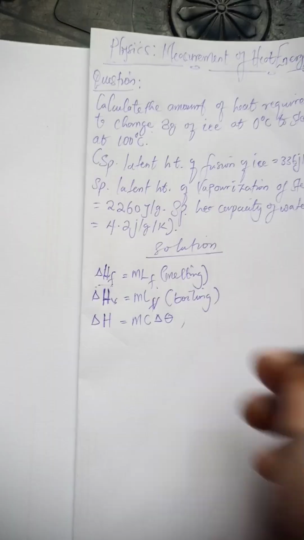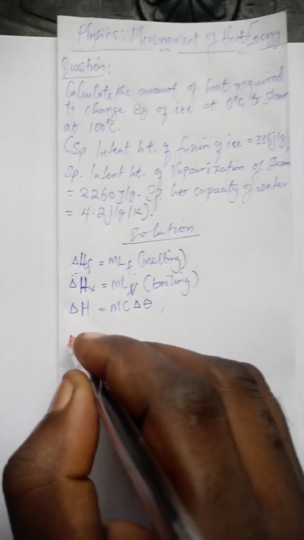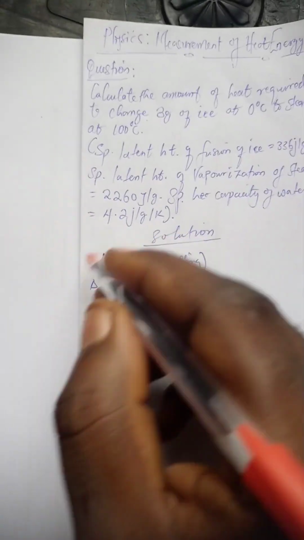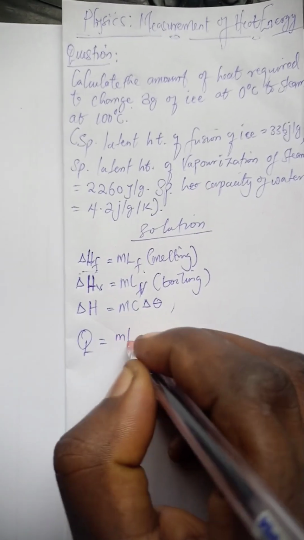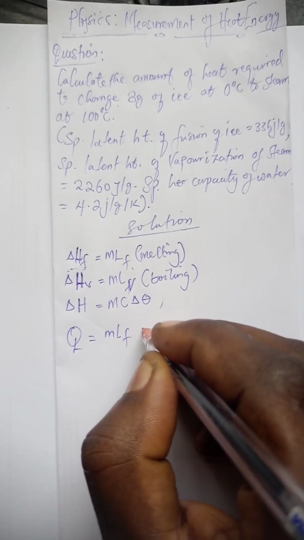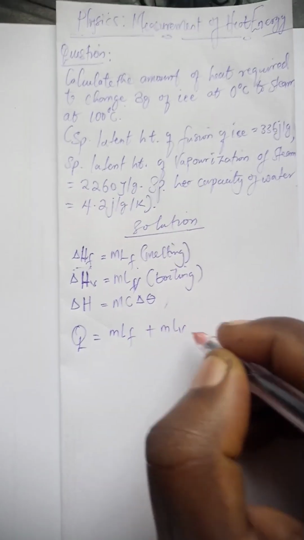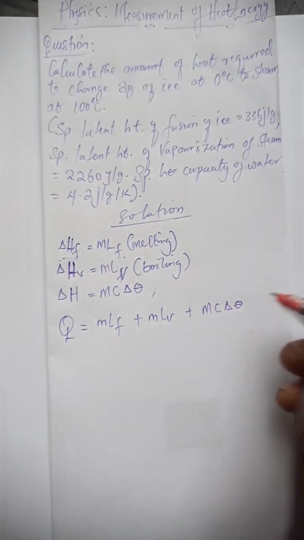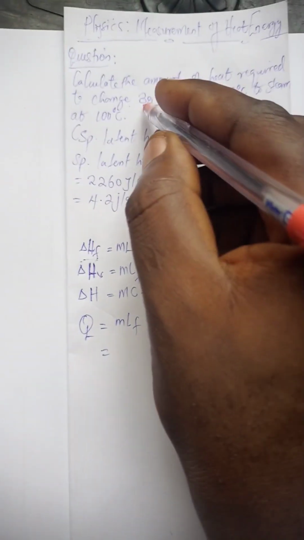All right. So let's note that the amount of heat has to be the sum of all these changes. So it will be m L_F for fusion, plus m L_V for vaporization, and then m c change in theta. Now then, what is the mass given? The mass here is 3.